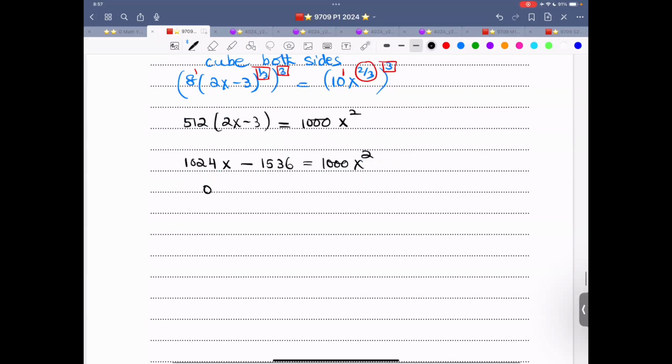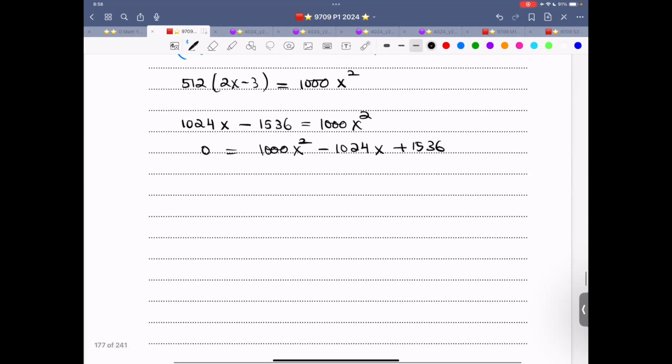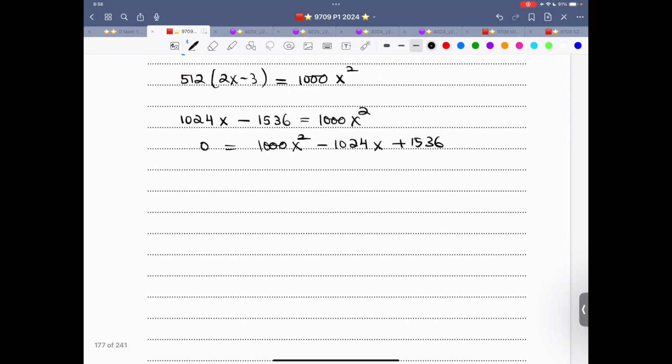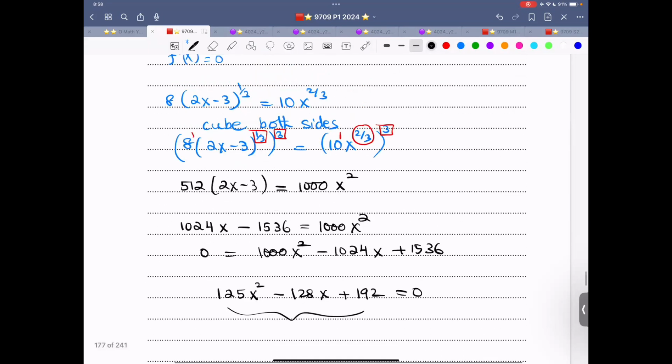So now let me write a 0 over here. This is 1000x squared minus 1024x plus 1536. Now you can do the simplification. You can divide by 2, you can divide by 4, you can maximum divide by 8. So when we divide by 8, this becomes 125x squared minus 128x plus 192 equals 0. That is how we get this thing.